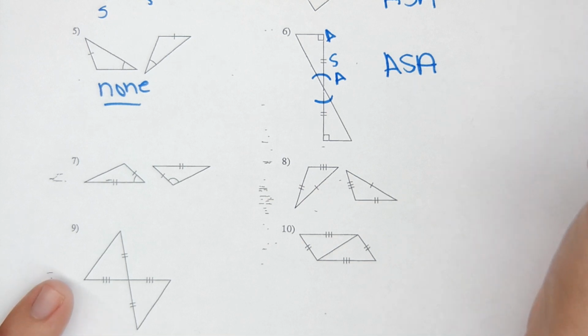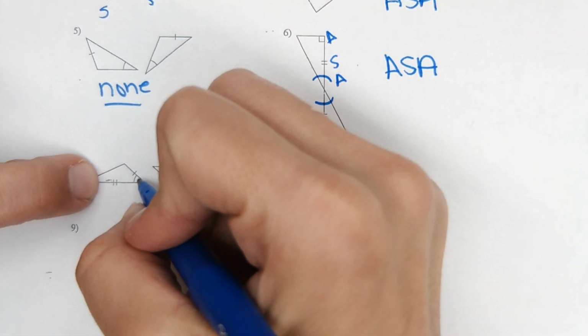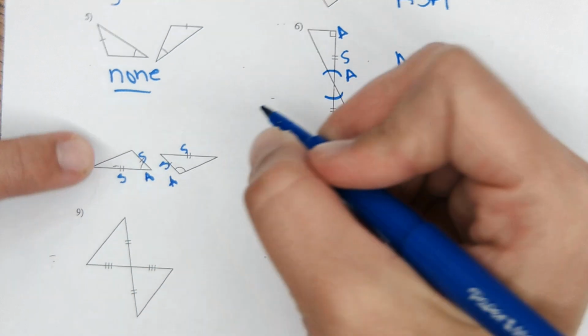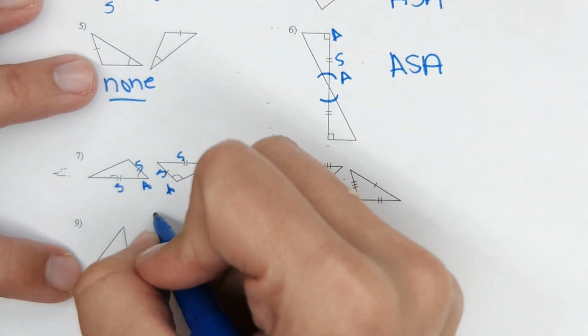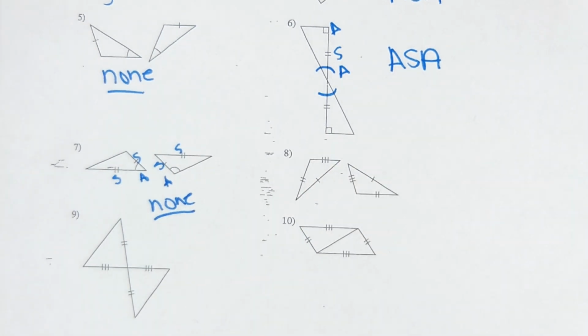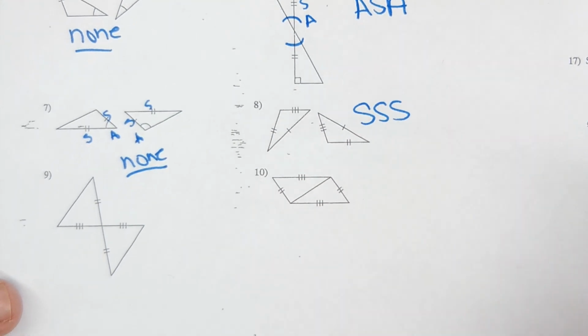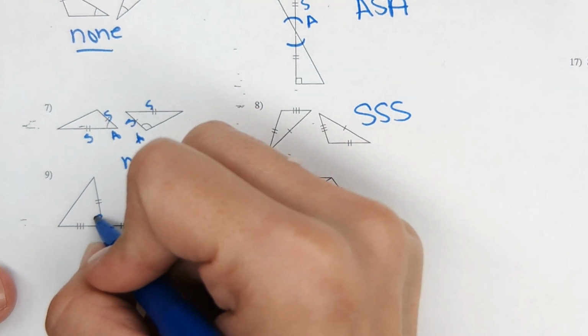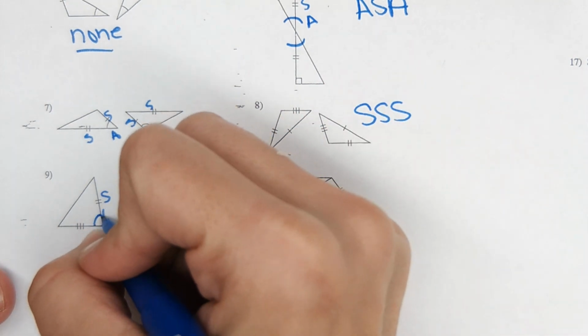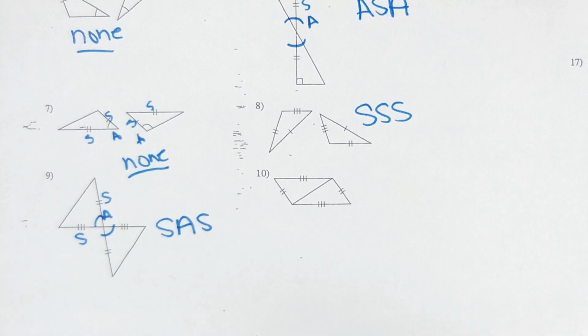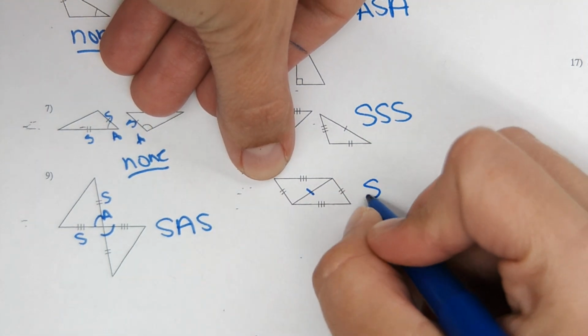And then number 7, 7's a tricky one because I see side angle side at first, but then over here it has ASS, like it's not in the same order, so it doesn't match. So therefore this one's none. That's tricky though. And then for number 8, we have side, side, side. Number 9, vertical angles are equal, so we get side angle side on both. And then for number 10, the shared side is in common, and we have side, side, side.